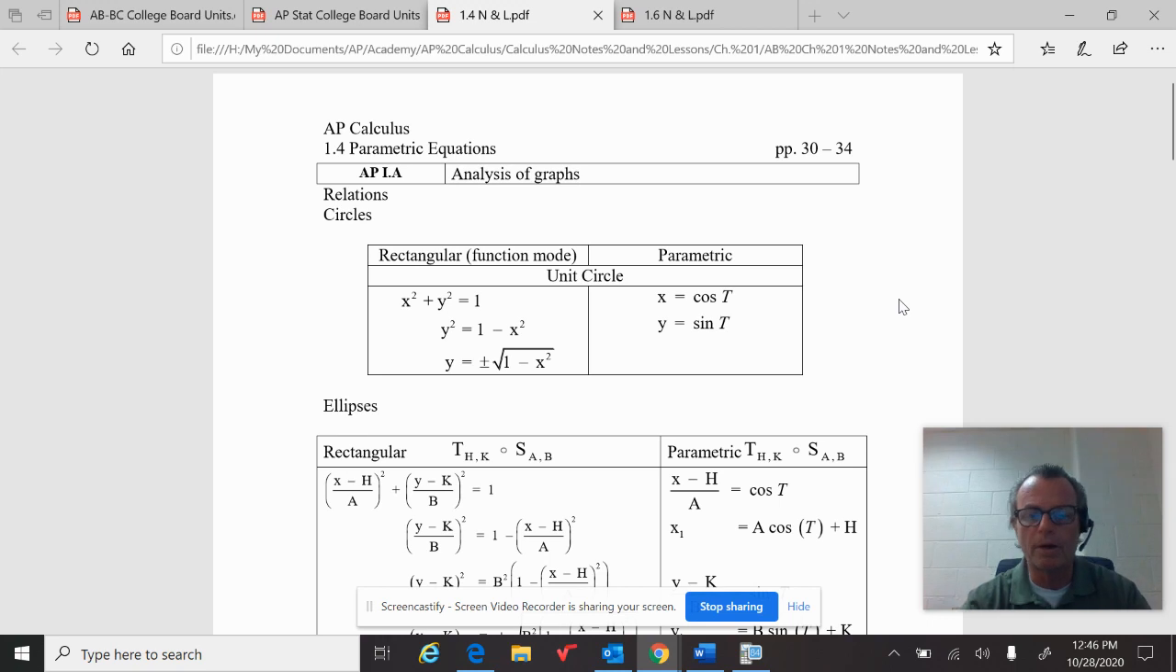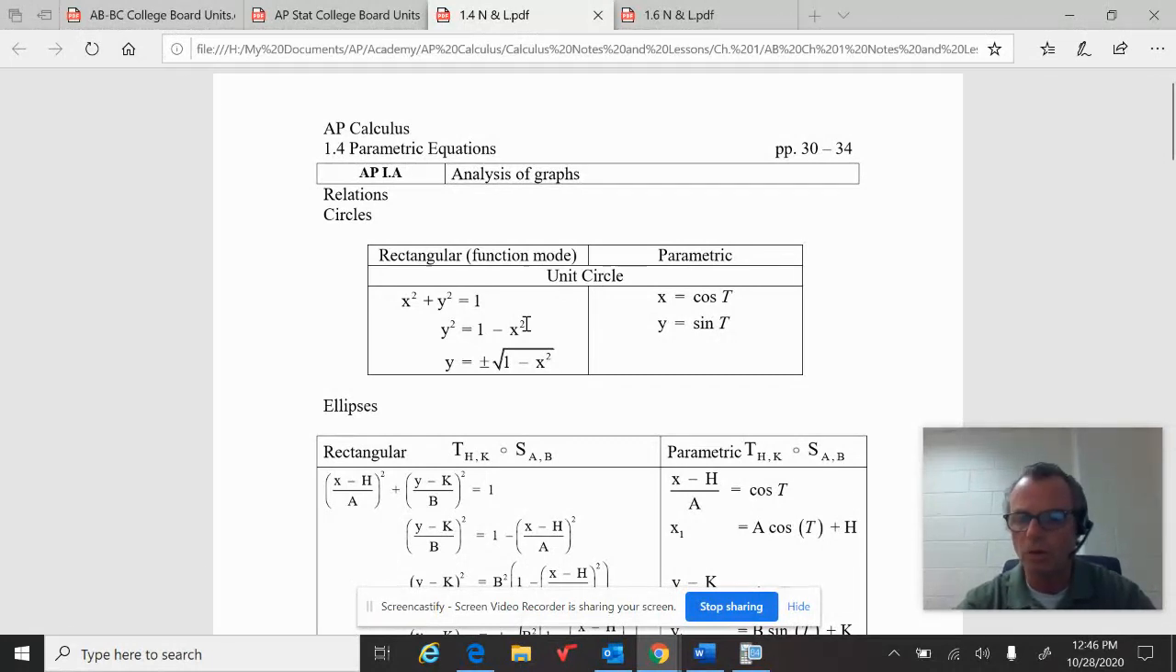Okay, so this is going to be our Screencastify video for section 1 for parametric equations. So we're going to leave function mode, but just refer you to this. We start with the unit circle.